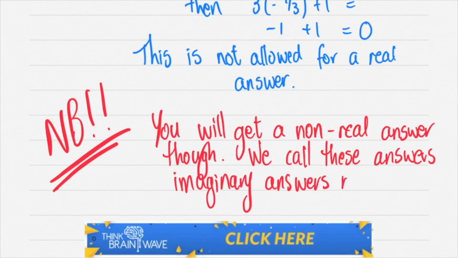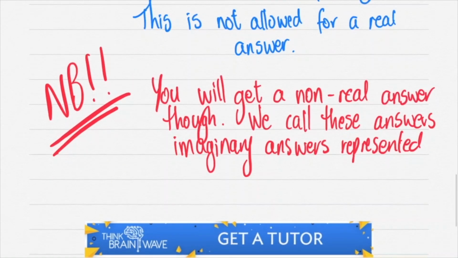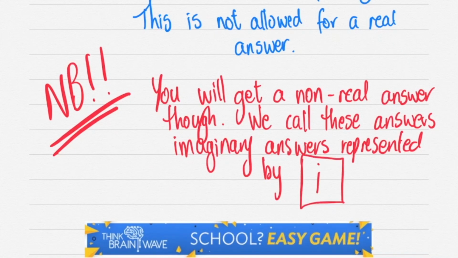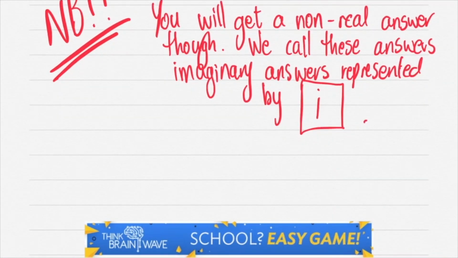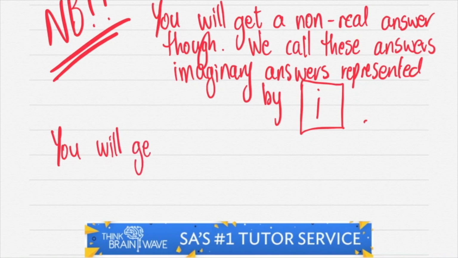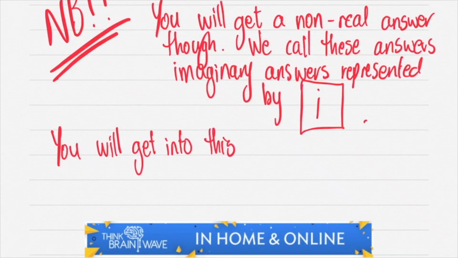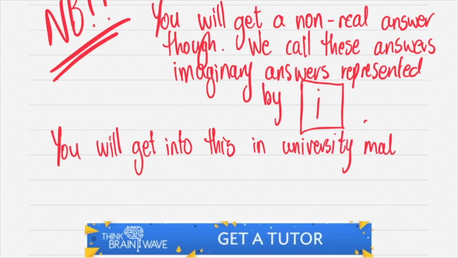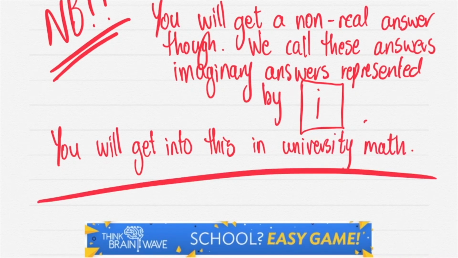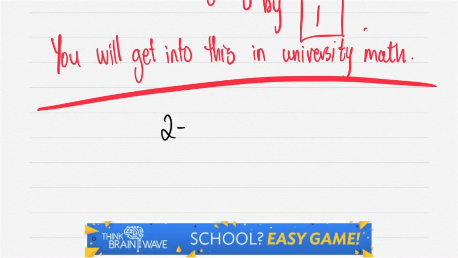So we call these answers imaginary answers, and we represent them by using an i. But don't worry about this yet, just keep it in your head that you cannot divide by naught as a rule. That's a rule for real numbers. So you'll only get into this if you take math further into university. Alright, so let's move forward.